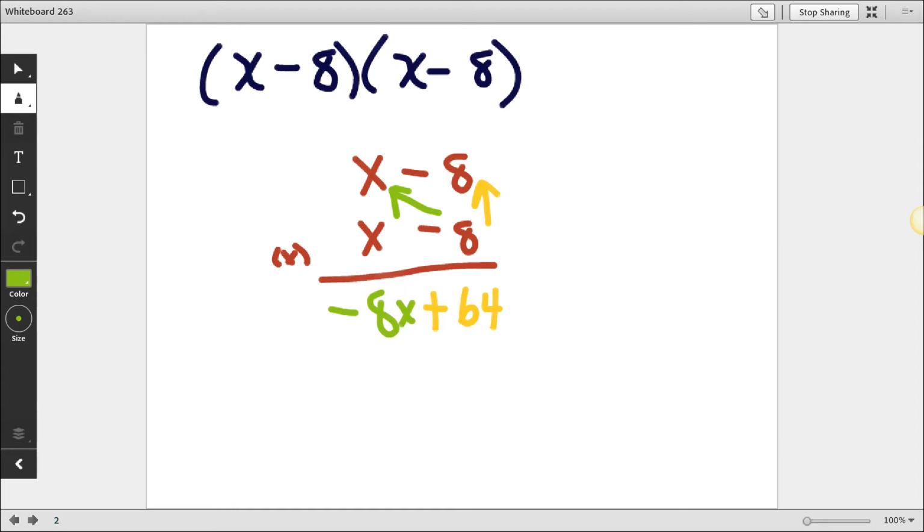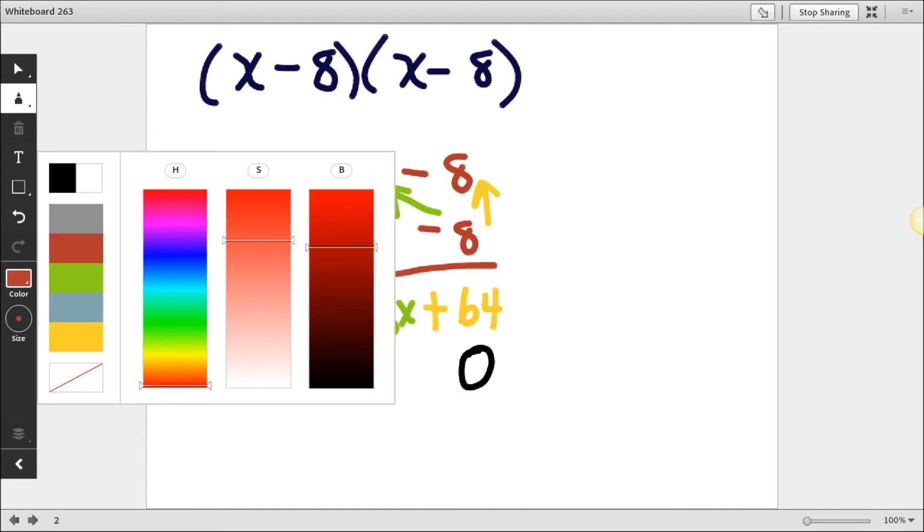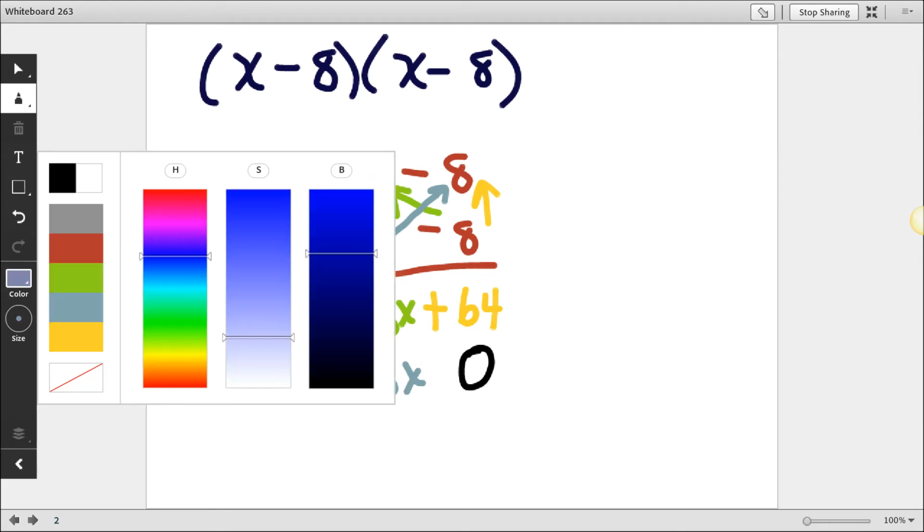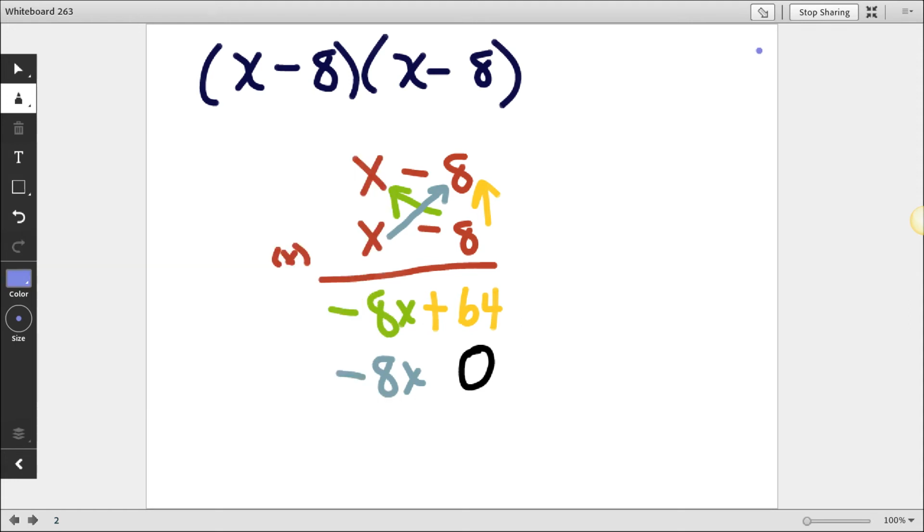So then what did you do on that next level? Well, of course, you put a little placeholder right there, and then you multiply the second term by both terms in the top. So we got x times -8. That's -8x again. And for the last one, let's get a different color blue here. We got x times x, and that's going to be x squared.